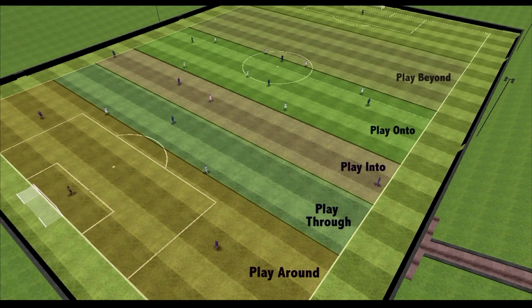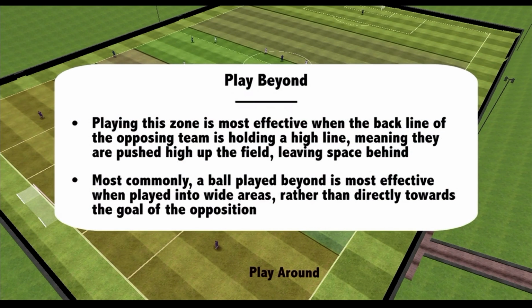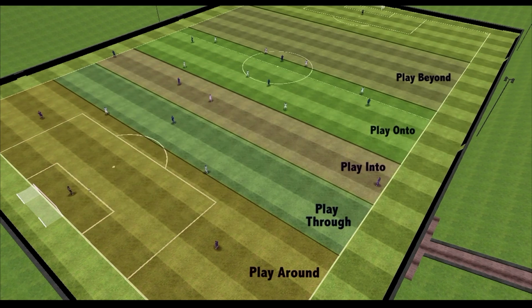Last, we have the play beyond zone. A ball into this zone clears all lines of the opposing team, and ideally sends one of your attacking players into a dangerous area close to the opponent's goal. Here are a few pieces on the play beyond zone. Now that you've learned a little bit about the zones, let's watch some in-game examples.